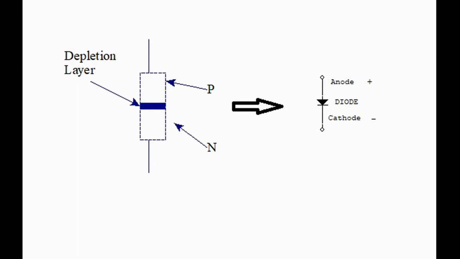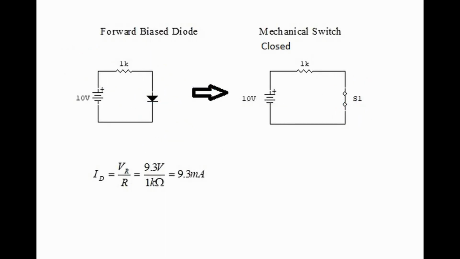For practical purposes, we now have a device called a diode, and it has an anode and a cathode, positive and negative as you see in the drawing. We always need to find the current through the diode. In the drawing shown above, we see that the diode is forward biased. We agree that the diode drops 0.7 volts.